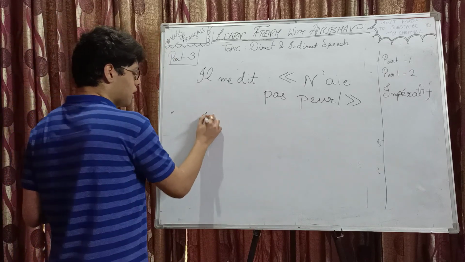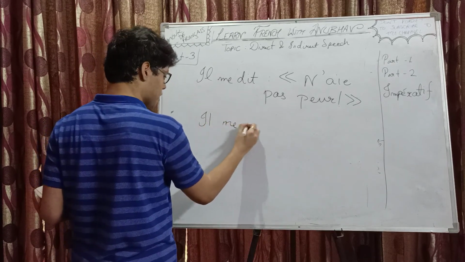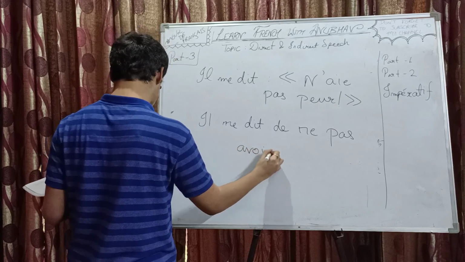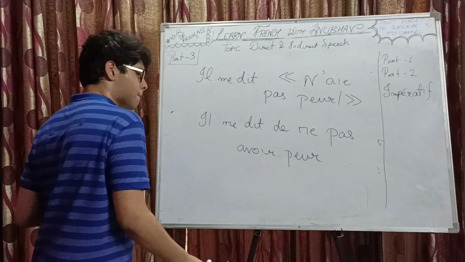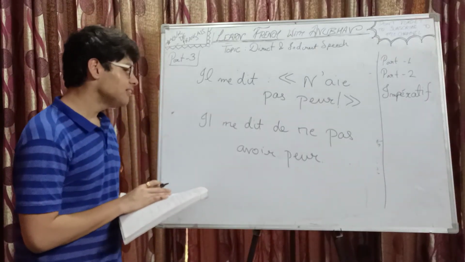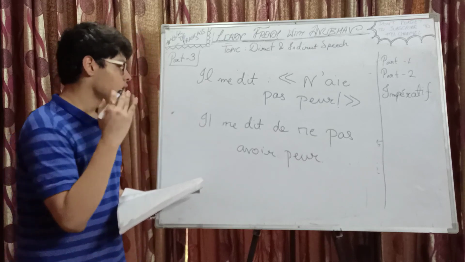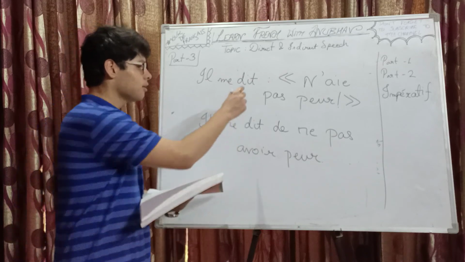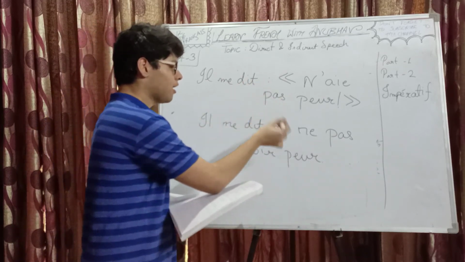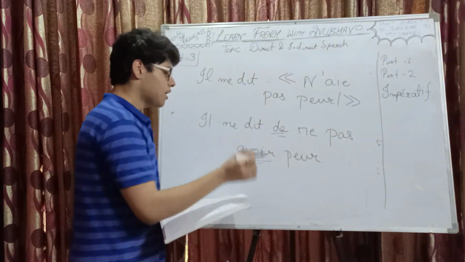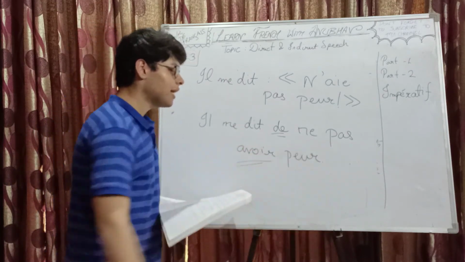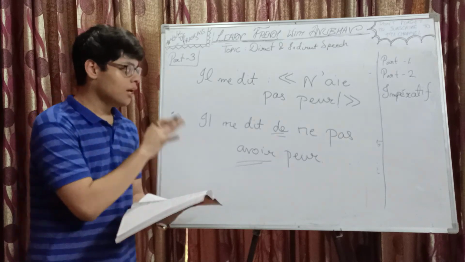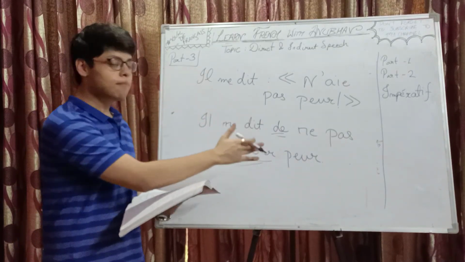Now, how to do it in indirect speech? Il m'a dit de ne pas avoir peur. So simple. Il m'a dit de ne pas avoir peur. He said to me not to be scared, or not to be afraid. So that's how it is. Colon gone, de added over here. And ne pas is coming before avoir, and then avoir is coming in the infinitive form, and then the rest of the statement. So il m'a dit de ne pas avoir peur. He said to me not to be afraid. That was the fourth example. And now direct and indirect speech for imperative is done.